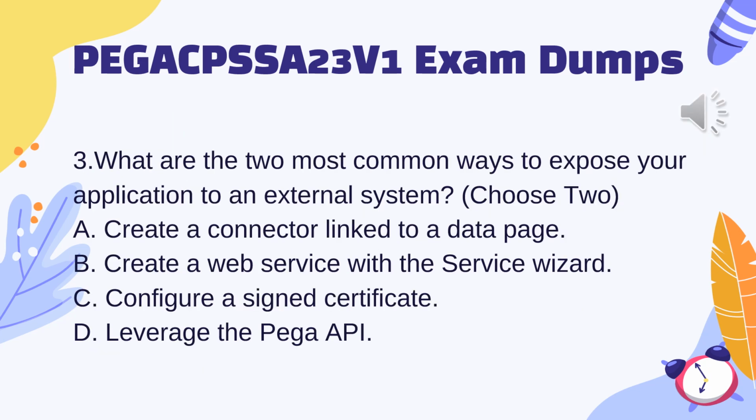3. What are the two most common ways to expose your application to an external system? Choose 2. A. Create a connector linked to a data page. B. Create a web service with the service wizard. C. Configure a signed certificate. D. Leverage the Pega API.